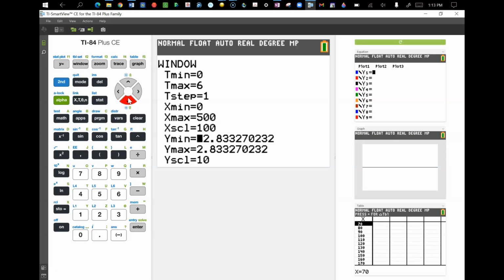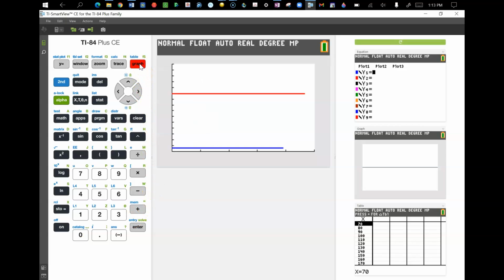Y minimum, well, the ground would be 0, and Y maximum, it needs to be higher than Superman flies. So we've set Superman's height of flight at 100, so we'll set Y max at 150. And then we're going to go ahead and graph this. Okay, now that graph happened way too fast for us. So the red line at the top is Superman's path, and the blue line at the bottom is Lois's.